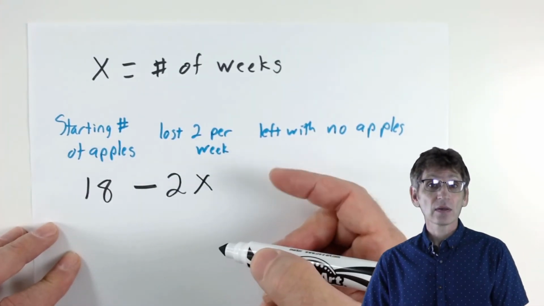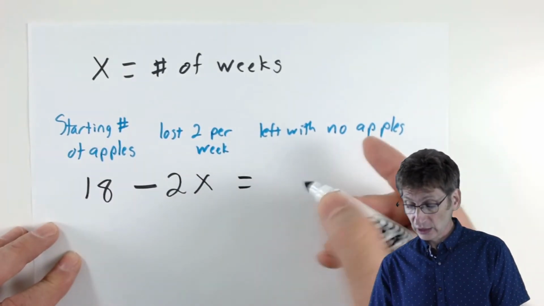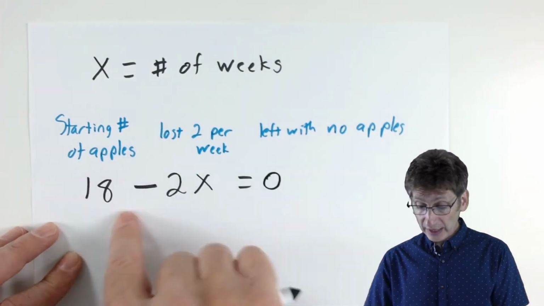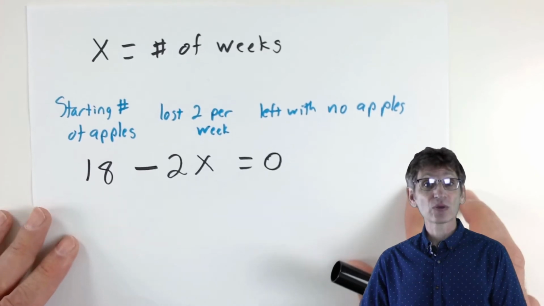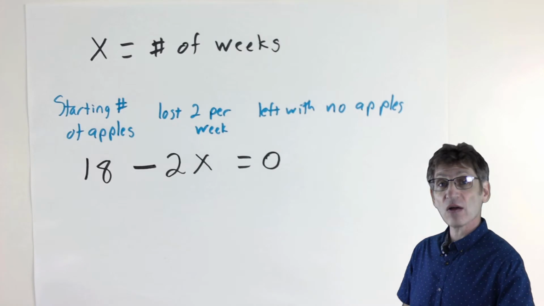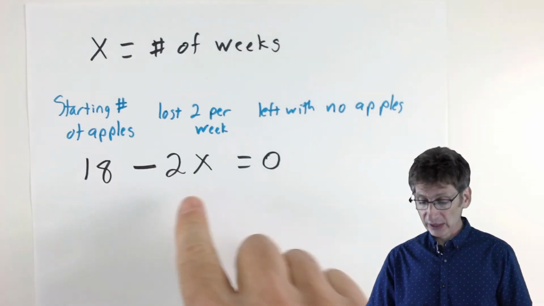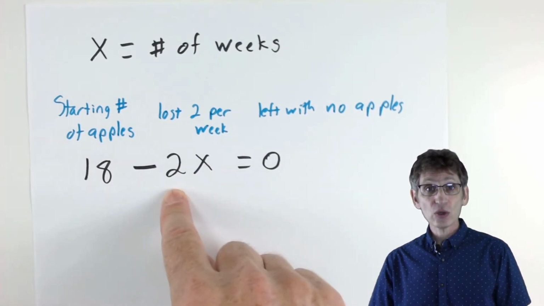Left with, I will be equaling no apples. No apples is 0 apples. 18 minus 2x equals 0. That is our algebraic equation for this situation. To solve this equation, we need to look at undoing the operations that are happening in the equation. Right here, x is being multiplied by 2.